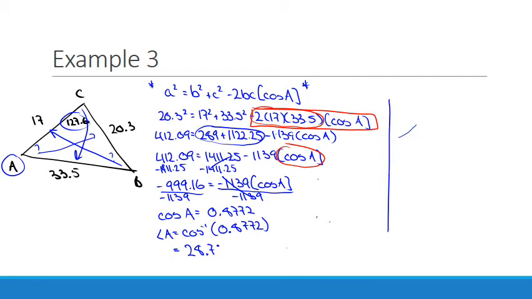If I wanted to find angle B now, you could do the whole thing over again, or you could use your triangle properties where you know all three angles add to 180. So 180 minus the things you know. So the 127.6 minus my 28.7 would equal 23.7. All right. Again, cosine law doesn't change from obtuse triangles to acute triangles. Sine law will, but for cosine, everything's the same, so that's nice.